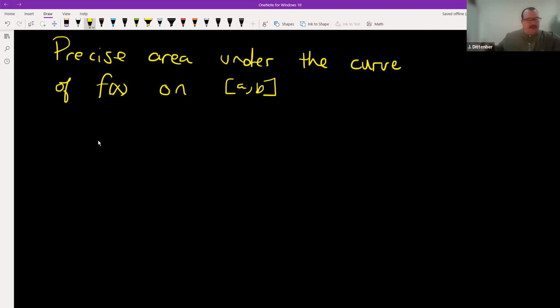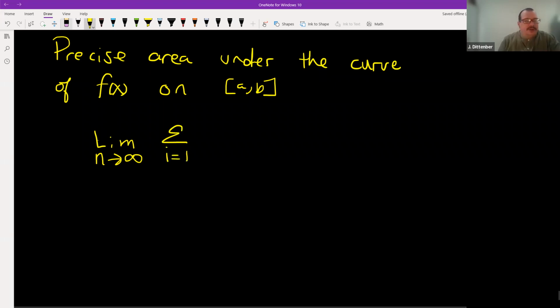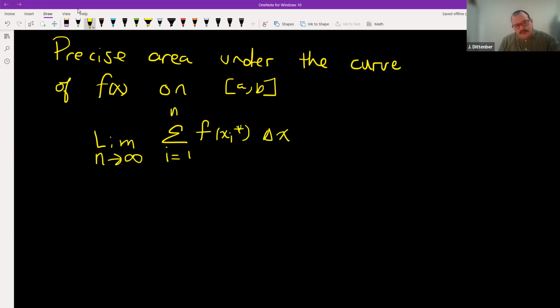This is going to be given by this formula here. We're going to take the limit as n goes to infinity, where n is the number of rectangles. The limit as n goes to infinity of the sum from i equals 1. We're going to start at 1 this time. Start at 0, that's fine. We'll start at 1, go to n, and then we're going to have f of x i star times delta x. And you'll see what we're using here in just a moment.